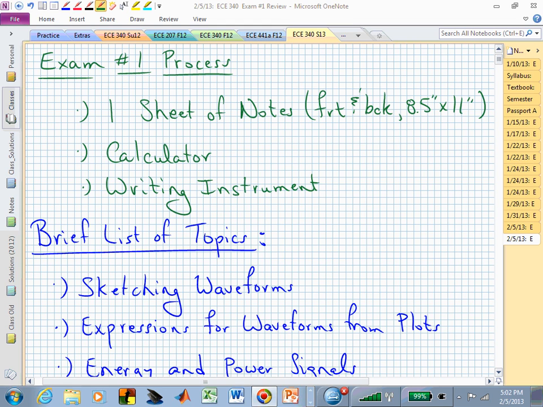Hopefully it is recording. We'll find out, I guess, in a little bit. The process you should already be familiar with. It's one sheet of notes front and back, and a calculator and something to write with.